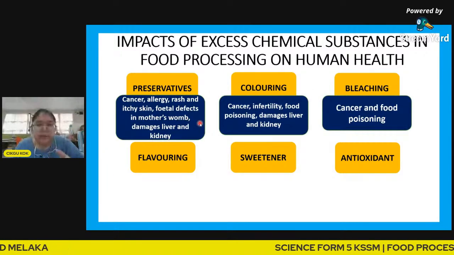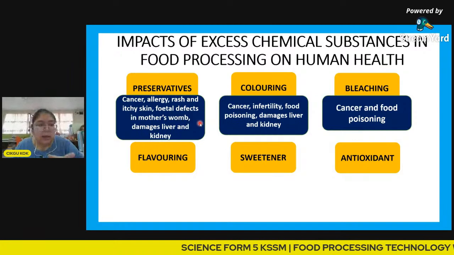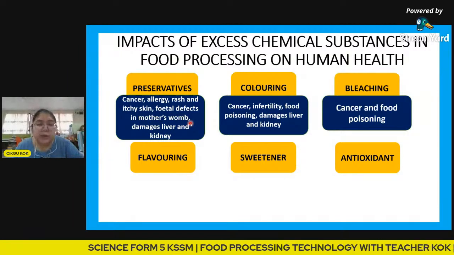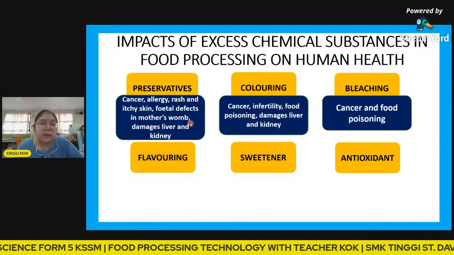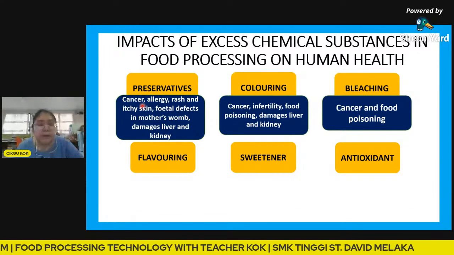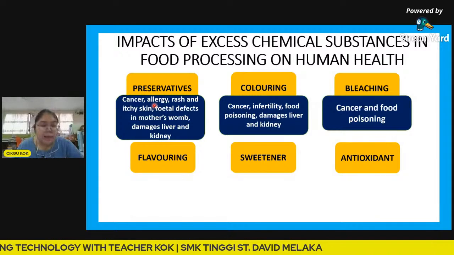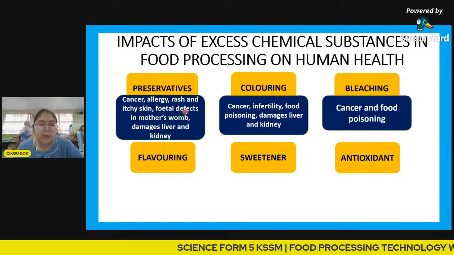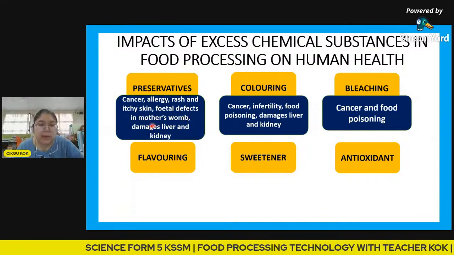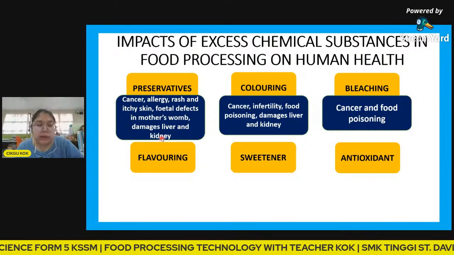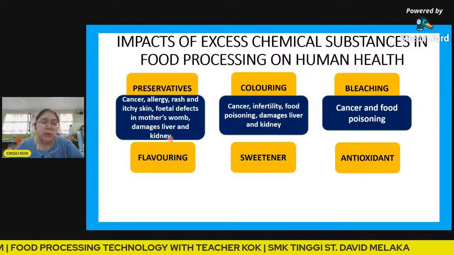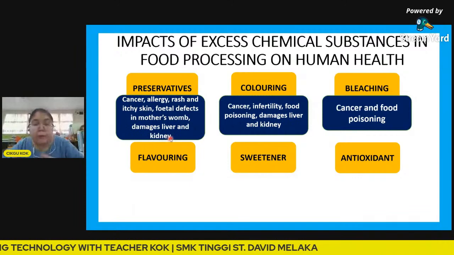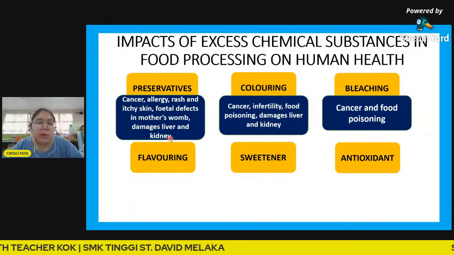Preservative, the first one we know for sure is cancer. Everybody knows it keeps the expiry date longer, which means if you take more, it can cause cancer. Number 2, allergy, allergy for your skin, the rash and also itchy skin. After that, they say the fetus will be defective in the mother's womb. It can damage the liver and also kidney. So that's why they say don't take so much preserved food. We take the fresh one, cooked one.